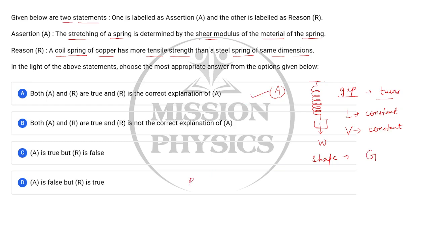Now check for the reason R. So guys, reason is a coil spring of copper has more tensile strength than a steel spring. So as we know, the Young's modulus of steel is more than that of the copper. Hence the tensile strength of the steel will be more. Okay, so tensile strength for the material steel will be more than that of the copper. So therefore the reason is false. Hence we can say that correct answer will be option number C.